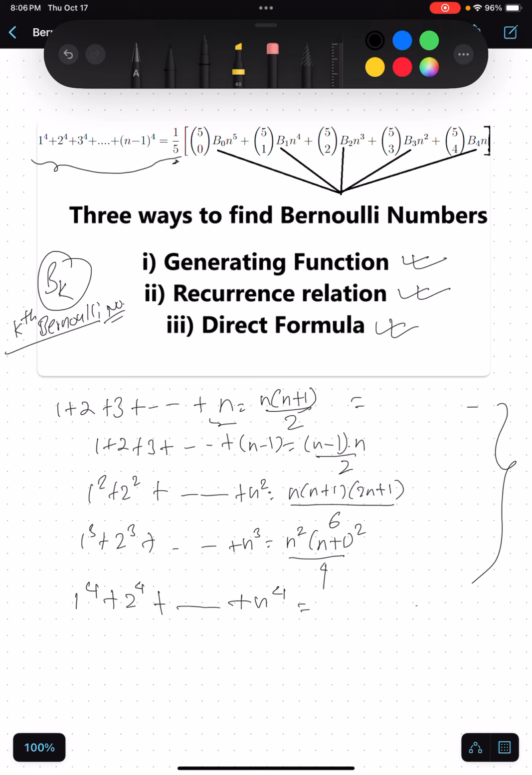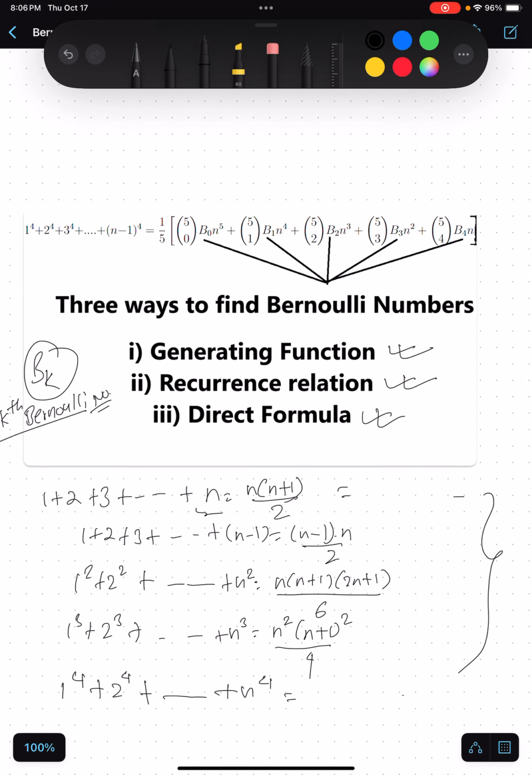Okay, so the formula for this sum is 1 by 5 times: 5 choose 0, b0 n to the power 5, plus 5 choose 1, b1 n to the power 4, plus 5 choose 2, b2 n to the power 3, plus 5 choose 3, b3 n to the power 2, plus 5 choose 4, b4 n. Now this looks exactly like the expansion of (1 plus x) to the power 5, right? Let's say (1 plus n) to the power 5. Over here, let's write instead (b plus n) to the power 5.